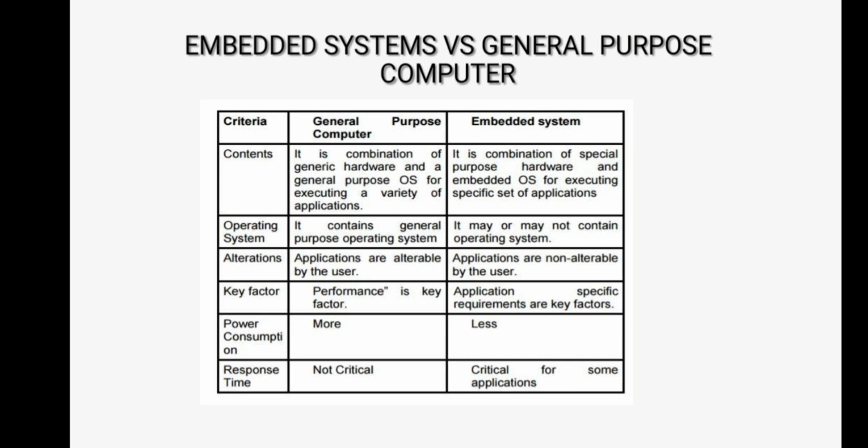And why embedded systems? What is the main difference between embedded systems and general purpose computers? The embedded system performs only a specific task, whereas a general purpose computer is not for a specific task; it performs many other tasks, more than one task. And it also has many other differences.